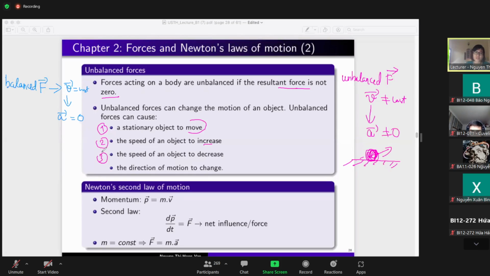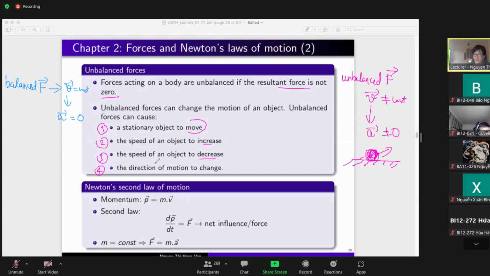The third case, if you are going with a constant velocity and then you want to stop, then in this case you need some force to make the object decrease its velocity, so to make the speed of the object decrease. And the fourth case, the speed doesn't change, but only the direction of motion changes. Can someone give me one example for this case?